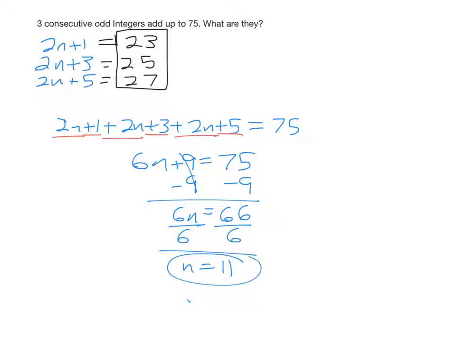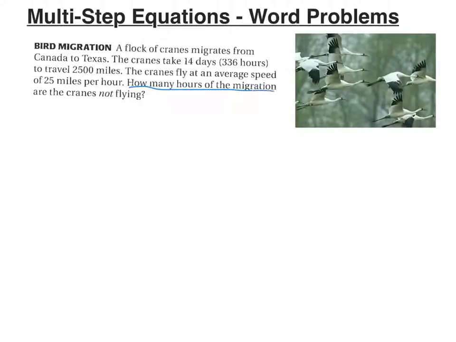It says a flock of cranes migrates from Canada to Texas. The cranes take 14 days, that's 336 hours, to travel 2,500 miles. The cranes fly at an average speed of 25 miles per hour. How many hours of migration are the cranes not flying? Let's figure that out. Let's underline our question, and I'm going to need a variable for that. Let's go h for hours. And we can say h represents hours not flying.